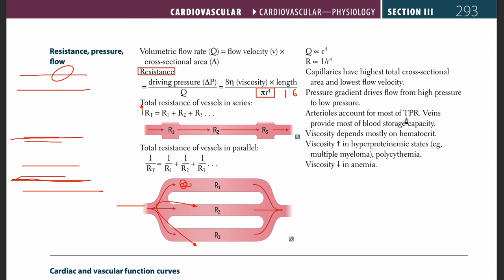Arterioles account for most of the total peripheral resistance. Okay, veins provide most of the blood storage capacity. This is why venous return decreases when you give them vasodilators.